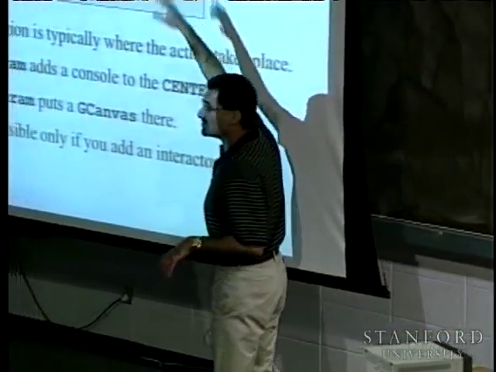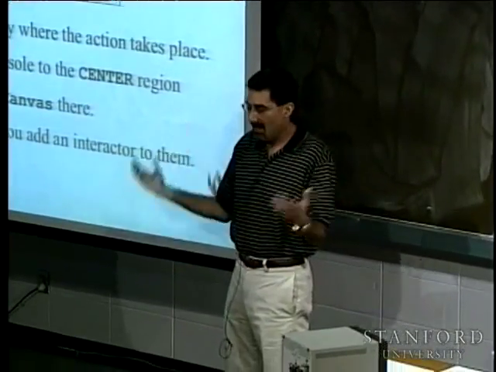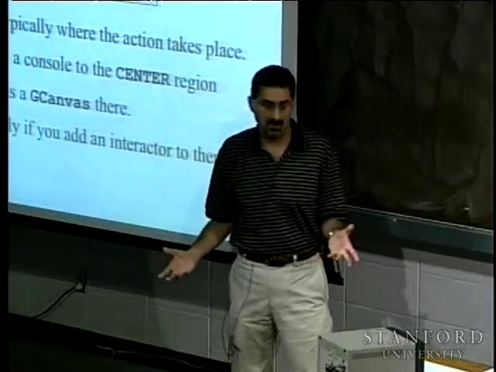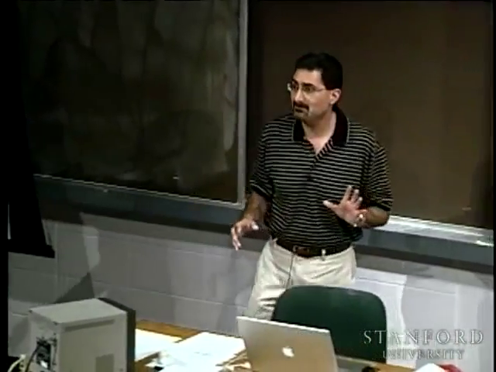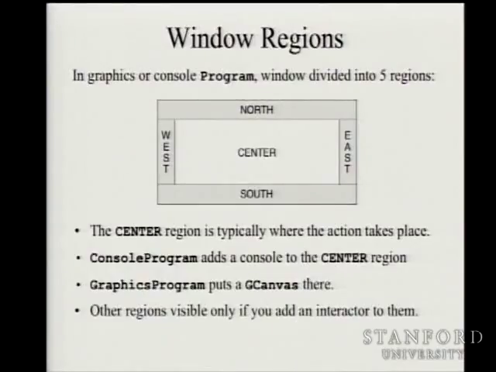When you put them in one of the regions around the sides, it says, hey, I have some interactor in the southern region. I need to now show the southern region that will actually take up space on your screen. Okay? So any questions about that? I'll show you an example of this in just a second. Okay? So that's the basic idea of window regions and what's actually going on with them.